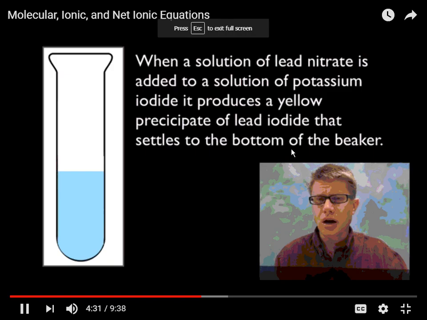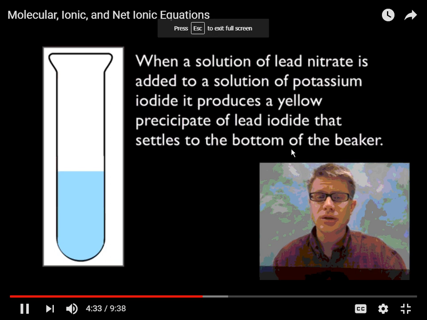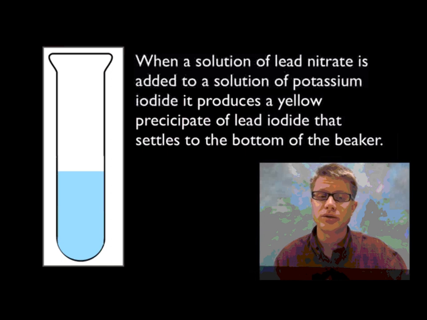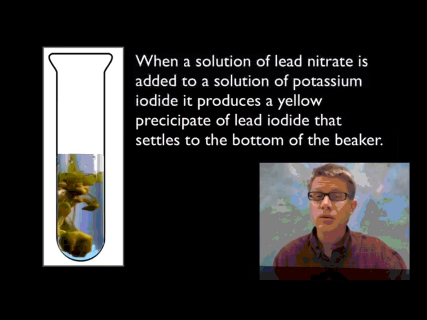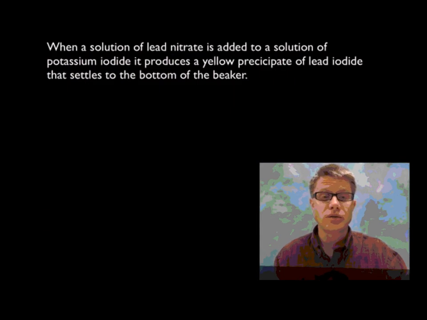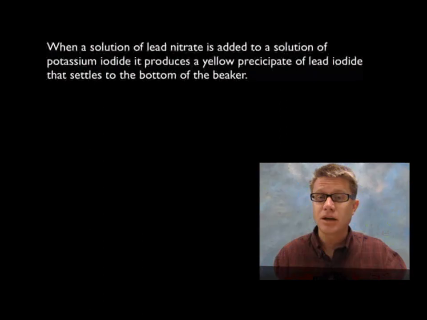But now let's go to an aqueous reaction. In this reaction, we're taking lead nitrate, which is clear, and we're adding it to a solution of potassium iodide, and it produces a yellow precipitate. What we're getting is a solid that comes out of that. I could observe that, I could know what those chemicals are, and then I'm going to write it out. So we've got a solution of lead nitrate, a solution of potassium iodide, and it's making a yellow precipitate of lead.